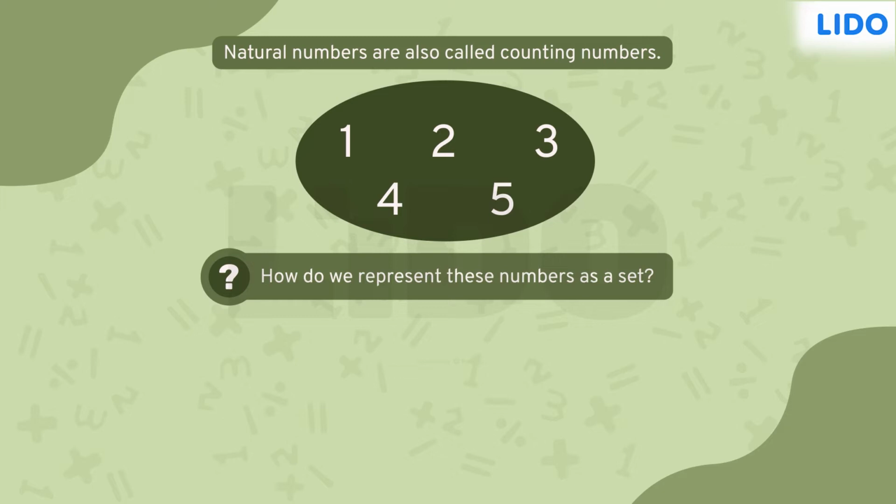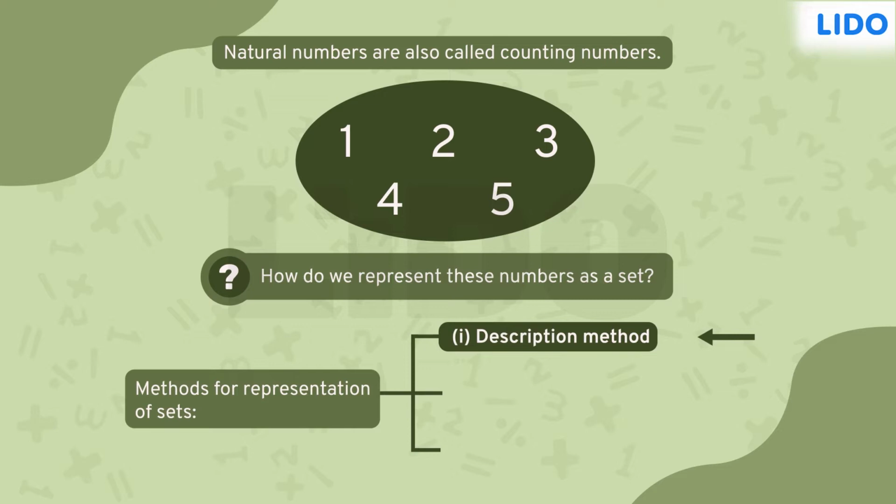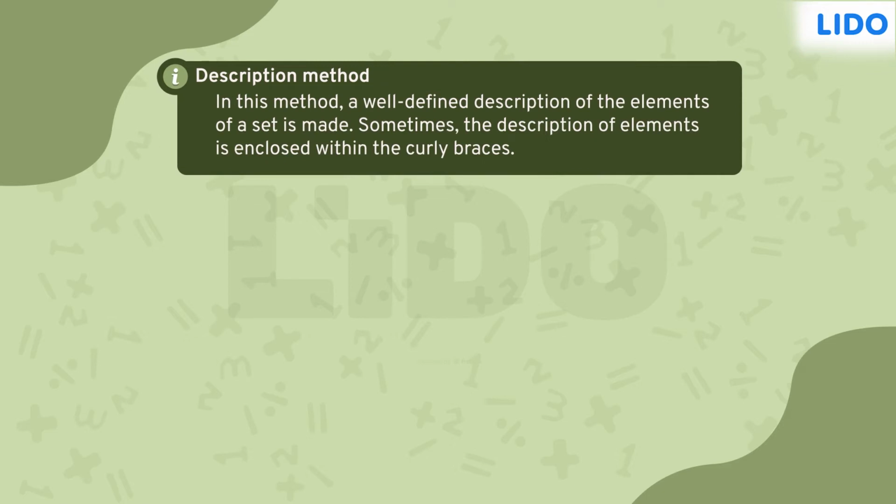In this video, we will learn three methods, which are the description method, roster or tabular method, and the rule or set builder method. Let's get started with the description method. In this method, a well-defined description of the elements of a set is made. Sometimes the description of elements is enclosed within the curly braces.